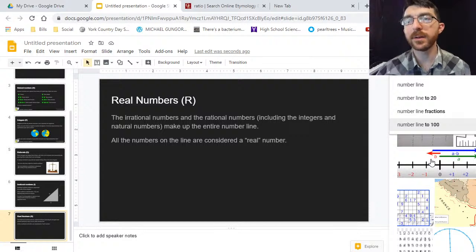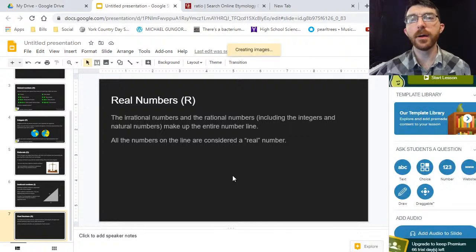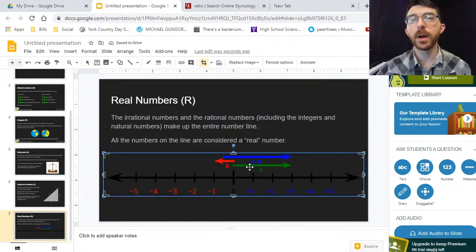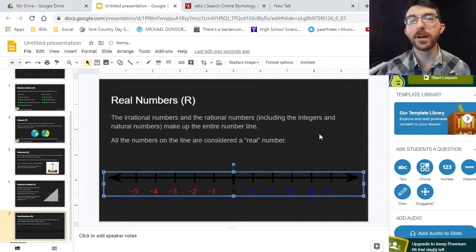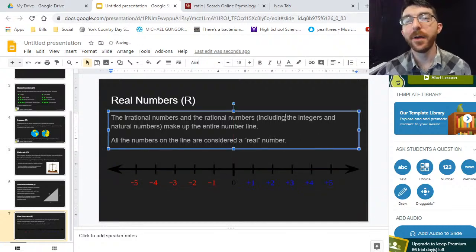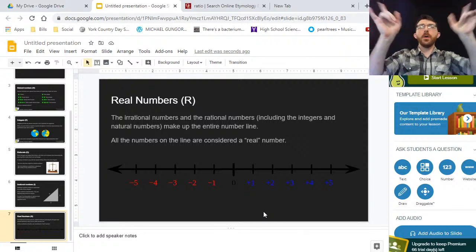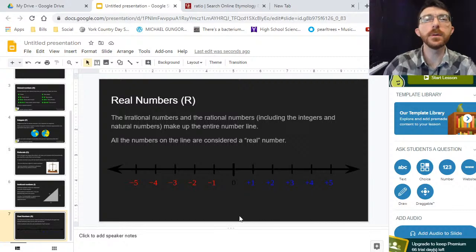Oh, it's about vectors. I wonder if I can just crop that out. Please have arrows. Oh, good, arrows. All right, so I'm gonna crop those out. Ah, dang it! That little A is still there. Can I get you out? Got it. Okay. All the numbers on the line are considered a real number. Okay, this is good from a number line point of view.